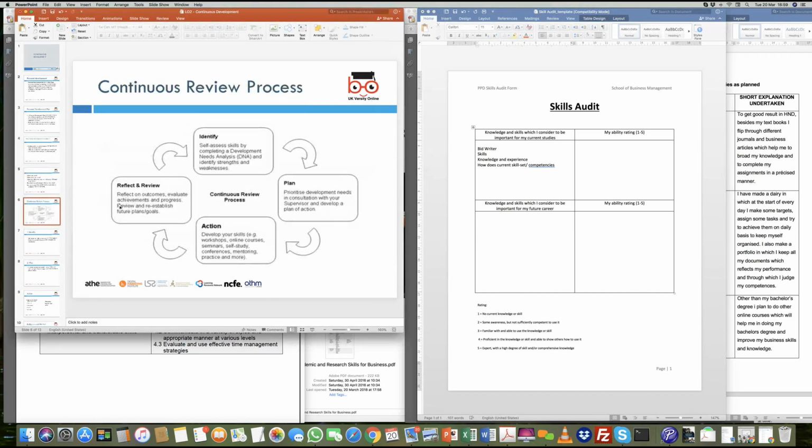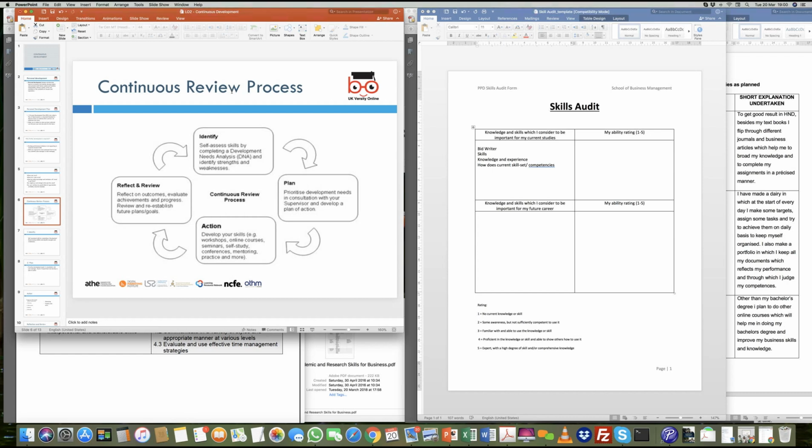Now, when we look at this as a process, it's a continuous process because you keep looking at something called the PDCA cycle, which is plan, develop, review, and action. So you are currently identifying the areas which you need development on. You're planning, or putting together a plan, in consultation with your manager or maybe your supervisor, and then you put that plan in action. And once you put that plan in action, you need to develop or acquire some resources to be able to acquire those skills.